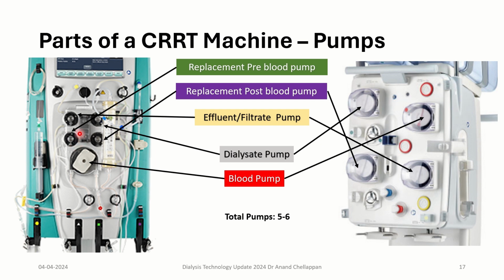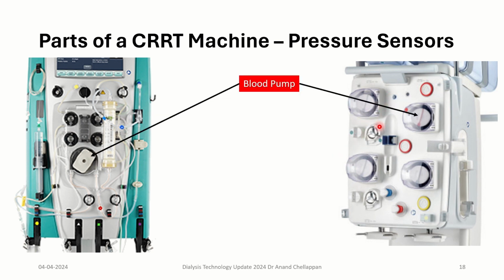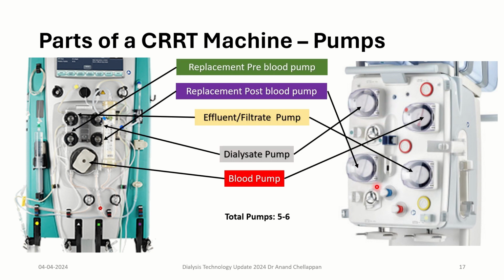So in the Baxter machine, we have the pre-blood pump replacement pump. This is the post-blood pump replacement pump. And this is the replacement pump in the Fresenius machine, and this can be connected pre or post. So a total of 5 to 6 pumps exist in most of the machines. There are 2 more pumps here. The purposes of these we shall subsequently discuss.